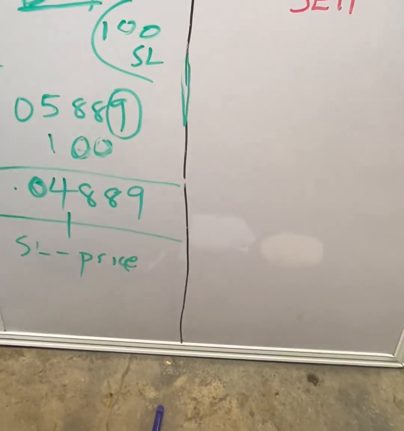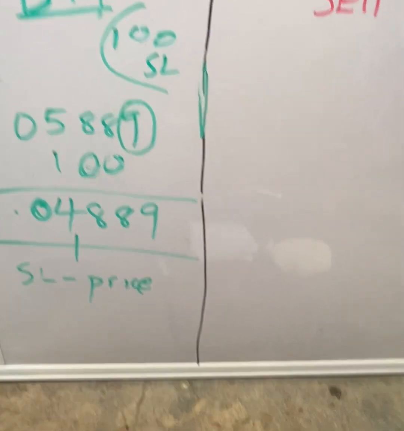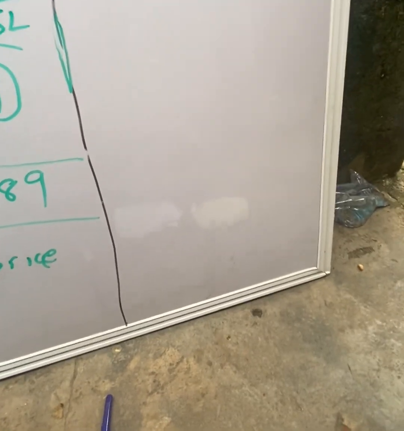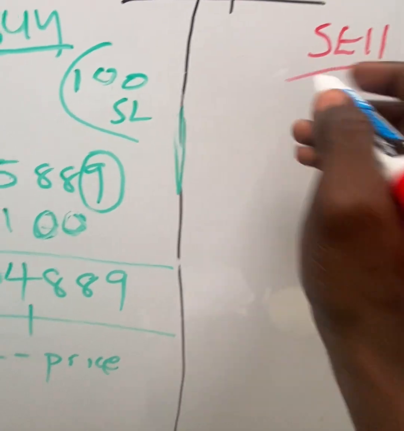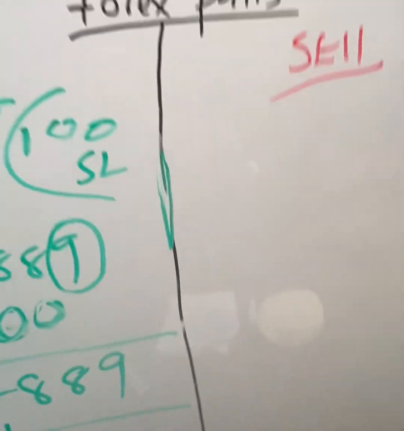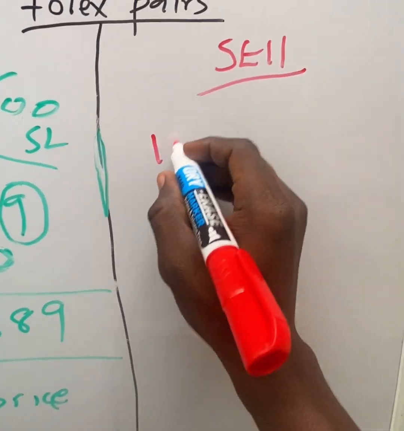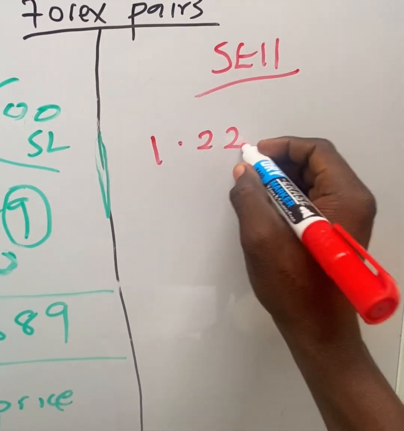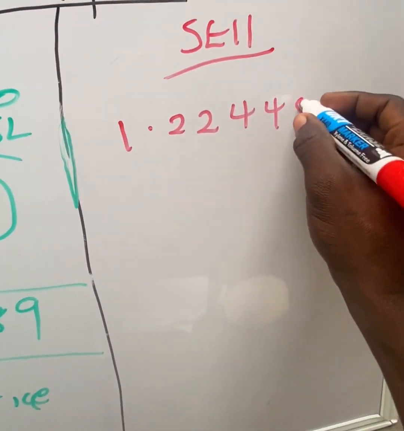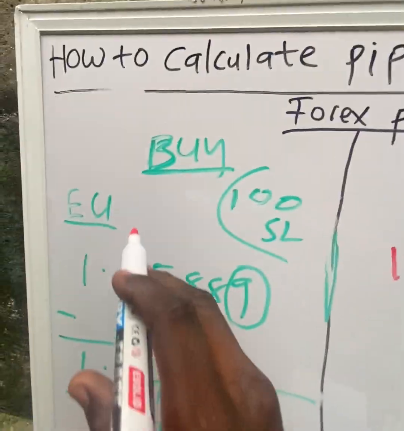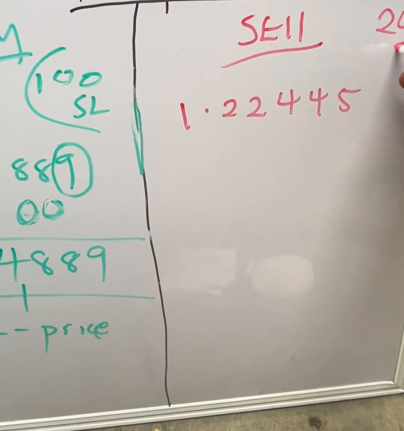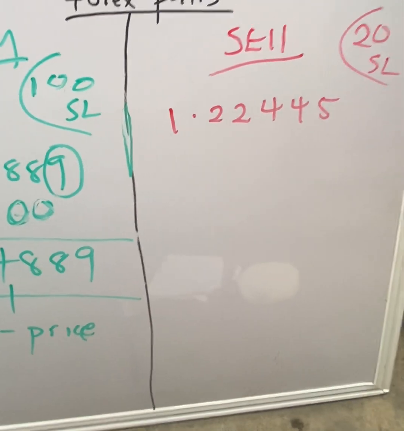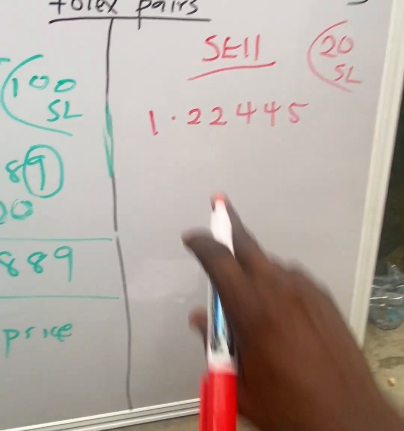For the first example we have GU. This is a sell. We have GU at the price of 1.22445. This is a sell. This is buy. Now we are dealing with sell. We are given 20 pips stop loss. Excel. This is the current market price.